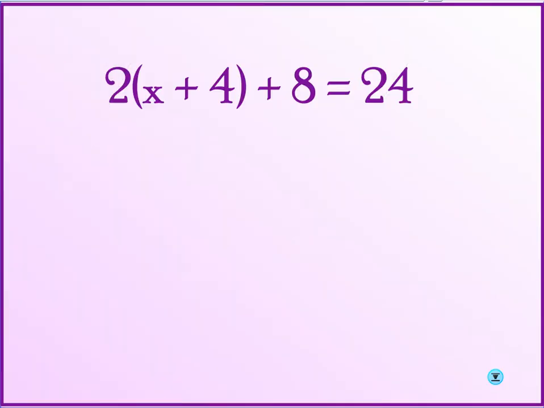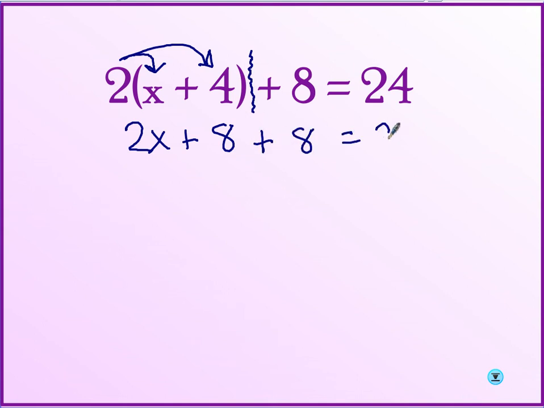So let's go back to the example we wrote down before. Remember, our first step is always going to be distribution whenever there's a set of parentheses. So we're going to multiply everything inside the parentheses by 2. So I'm going to have 2 times x is 2x. 2 times 4 is a positive 8. That only takes me to the end of my parentheses. I still have a plus 8 and an equals 24. That was our distribution.